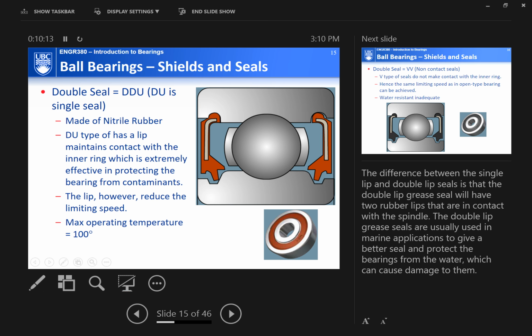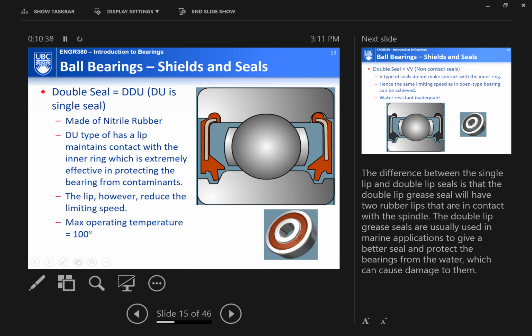For this one here, it's actually maintaining really good contact, protecting the bearing from contaminants. But the only thing is, you see the lips of the seal actually touching the inner ring here, right? So that does reduce the speed limit, because of the contact over here.